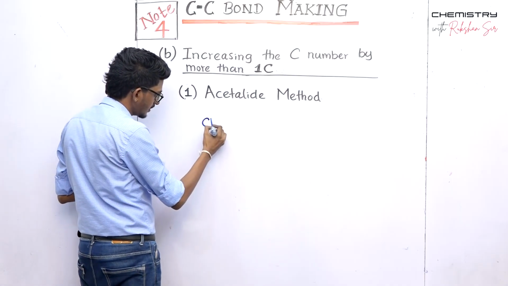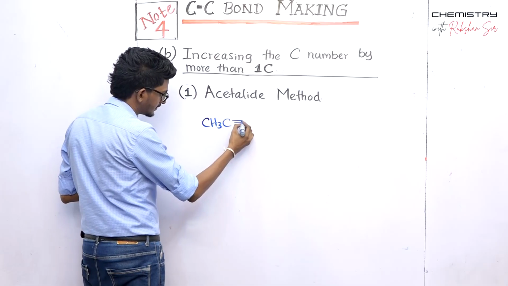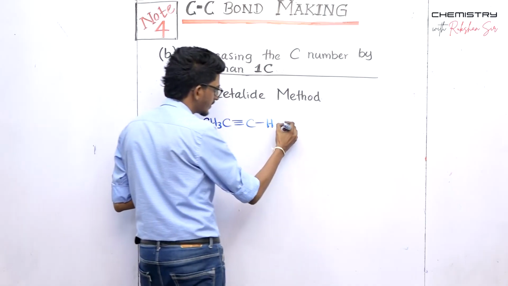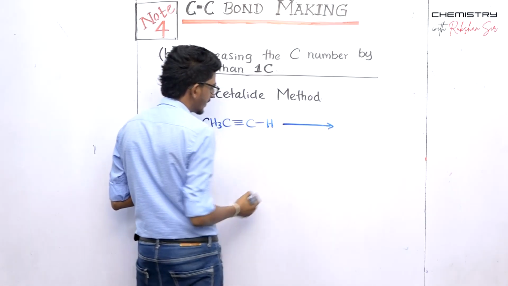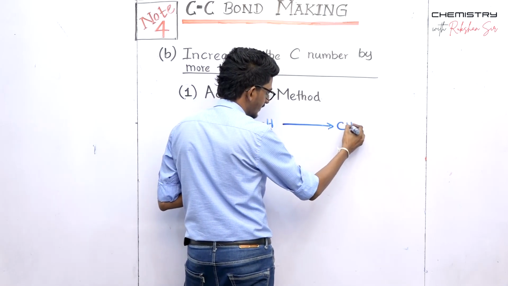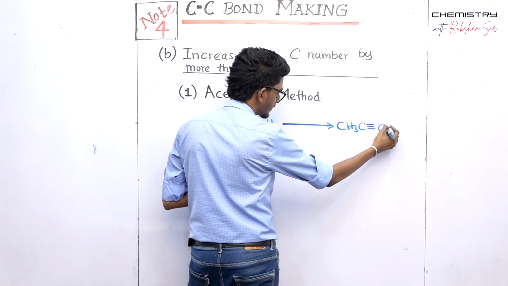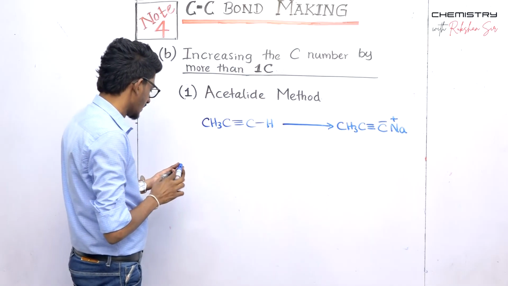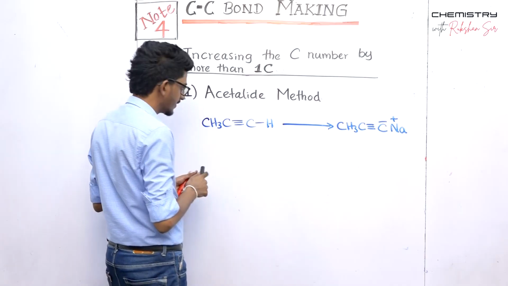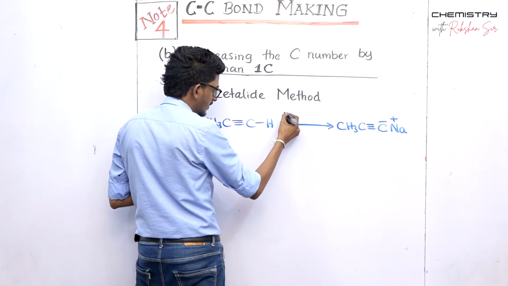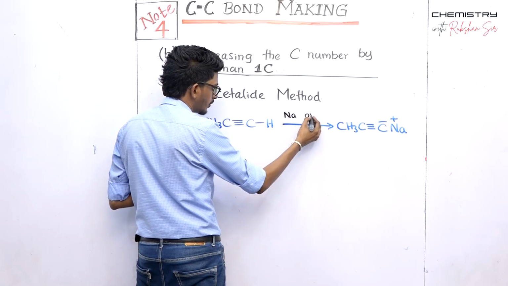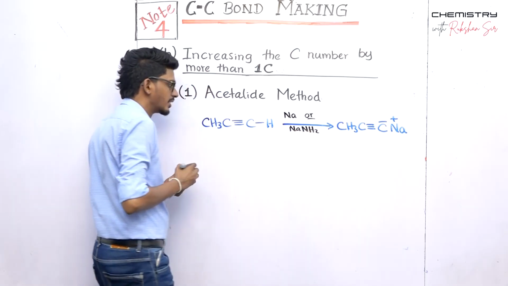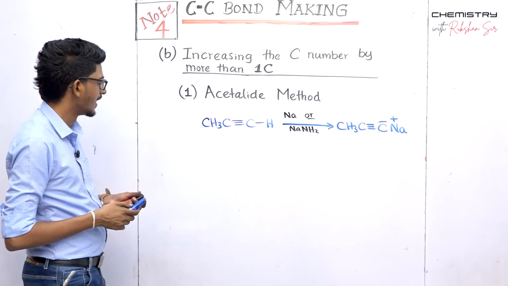See, first you need to come up with a terminal alkyne. This is a terminal alkyne, with the triple bond at the terminal position. With this, you can form the acetylides. Acetylides are like this. To come up with these acetylides, what you need to add is the sodium or NaNH2. One of those can be added. This is how you are supposed to make the acetylides.